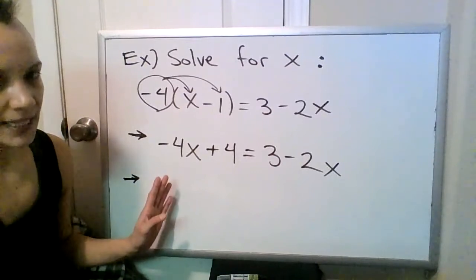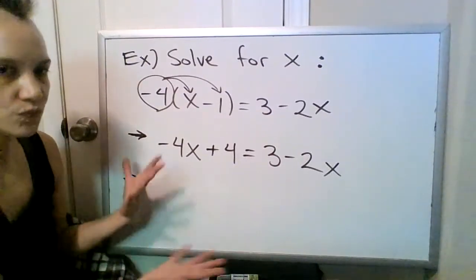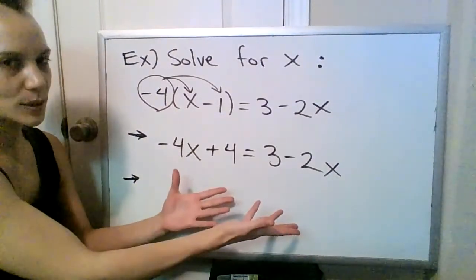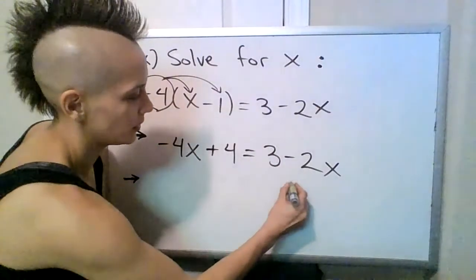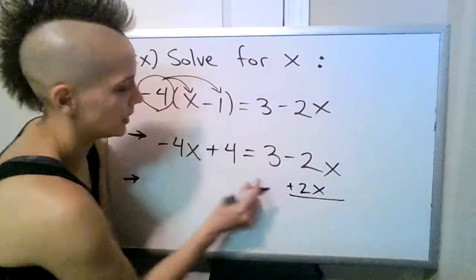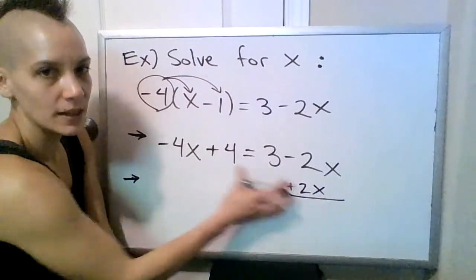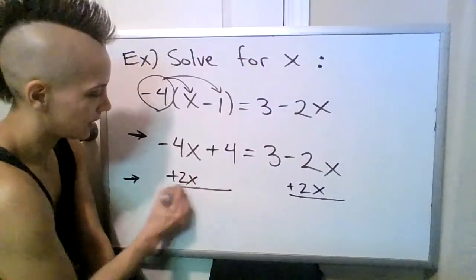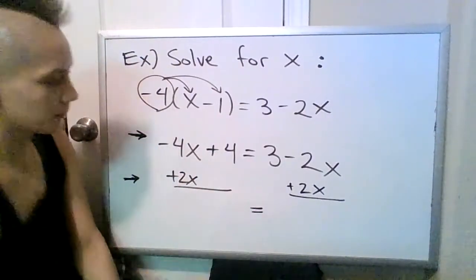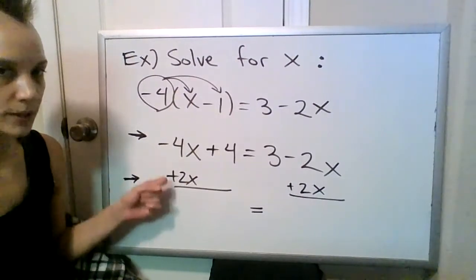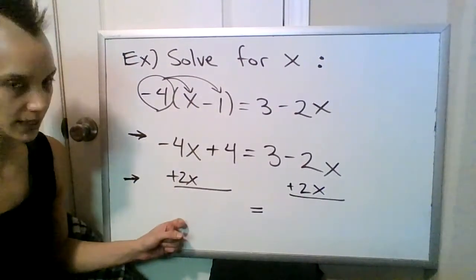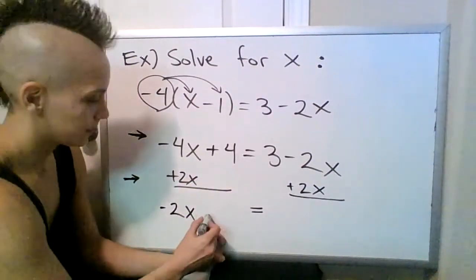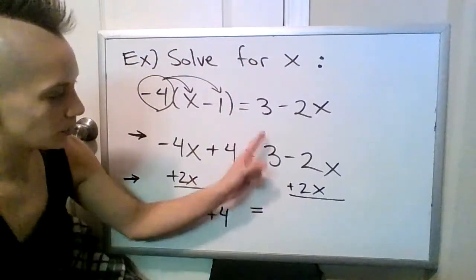We're going to add, let's add 2x to both sides. So add 2x on this side of the equal sign. If it's going to happen here, I need it to happen over here so that they stay equal. So add 2x on that side too. A -4x with a positive 2x is going to be -2x. And this plus 4 equal to 3.